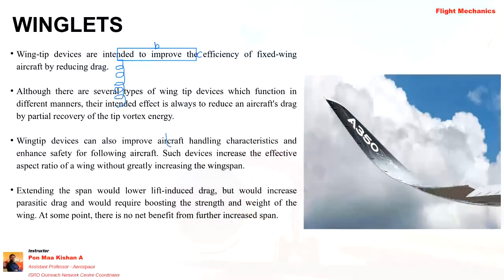and along the span it will be reducing. The vortex effect will keep reducing, but there will be vortex; compared to the tip, it keeps on reducing throughout the span, where the tip has the higher vortex energy. In order to avoid that, we use this type of wing tips.